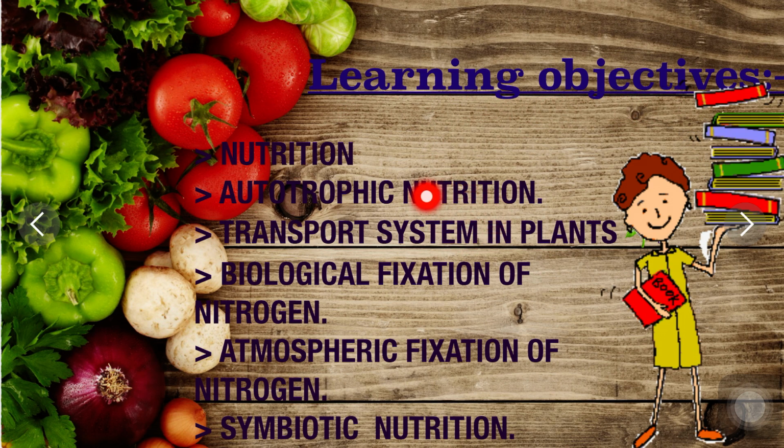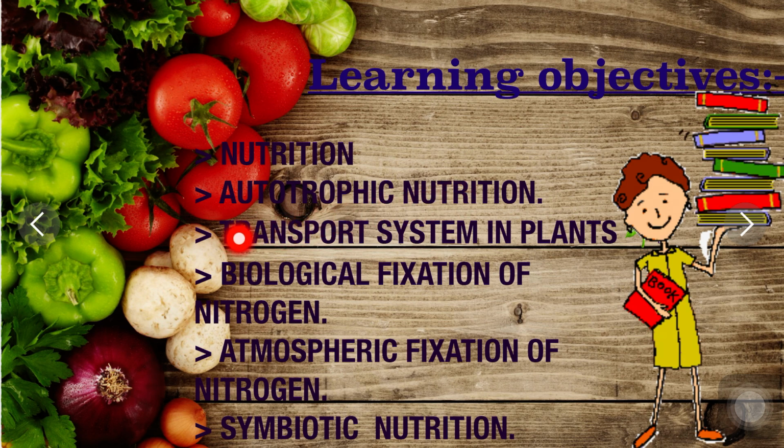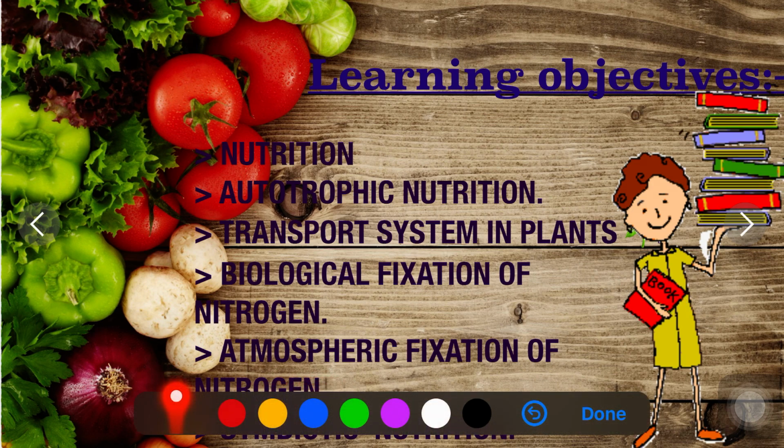You are going to learn about what is nutrition, what is autotrophic nutrition, which is a type of nutrition, then what are transport systems in plants, biological fixation of nitrogen, atmospheric fixation of nitrogen, and symbiotic nutrition.